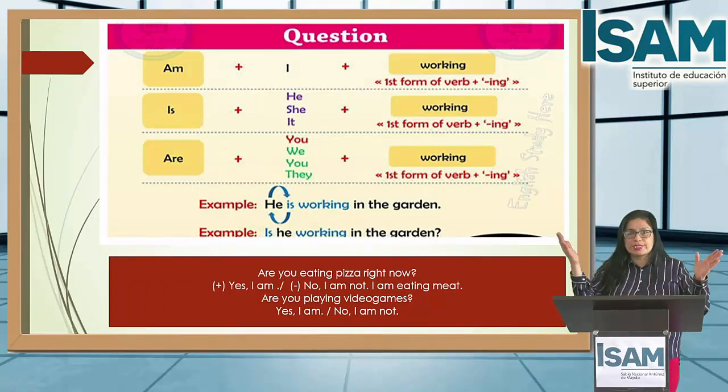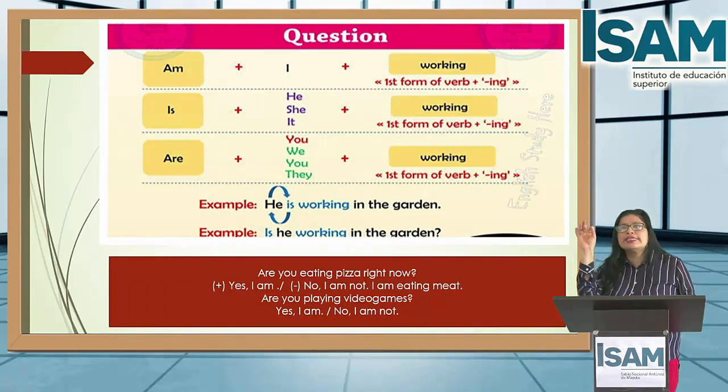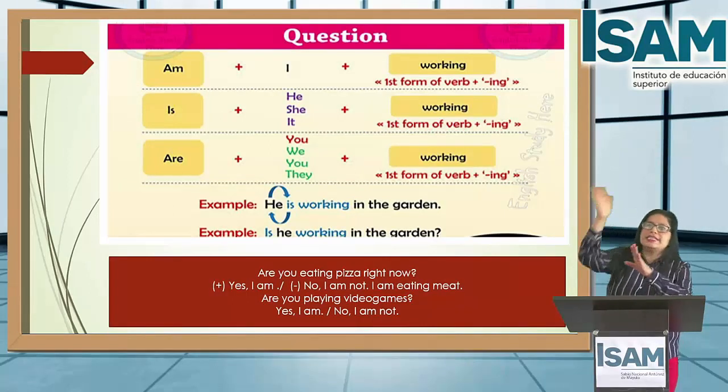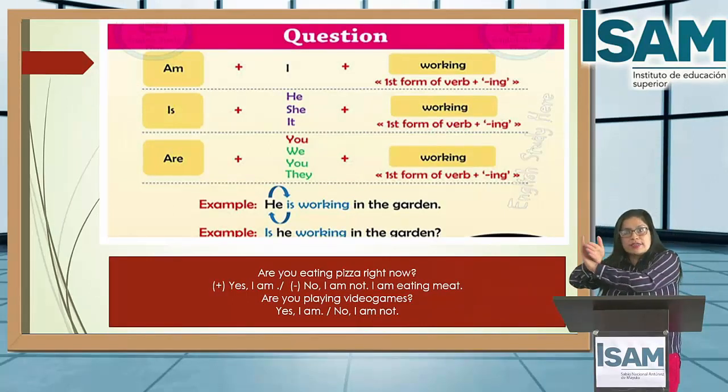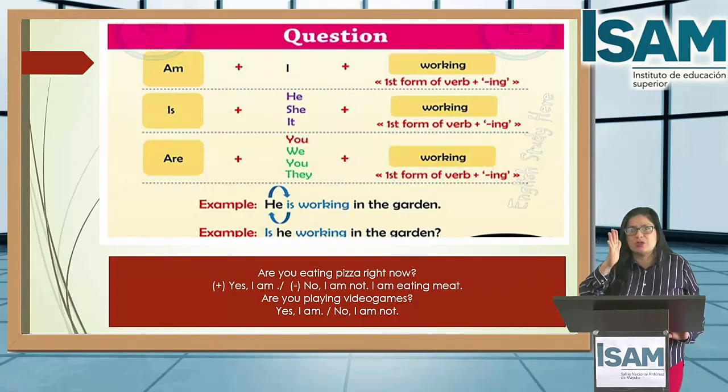Example. He is working in the garden. Question: is he working in the garden? And then you have, are you eating pizza right now? Right now. Student, you have expressions in present continuous: now, in this moment, right now, in that moment.